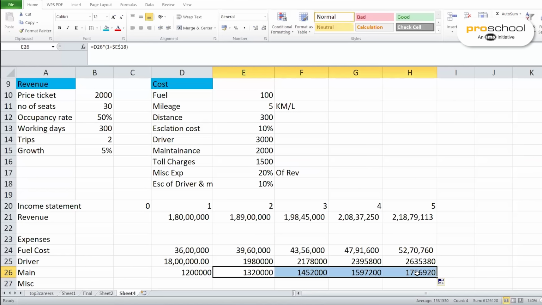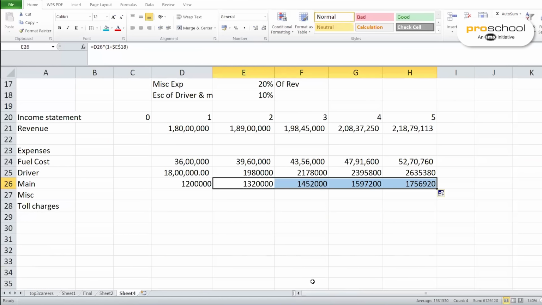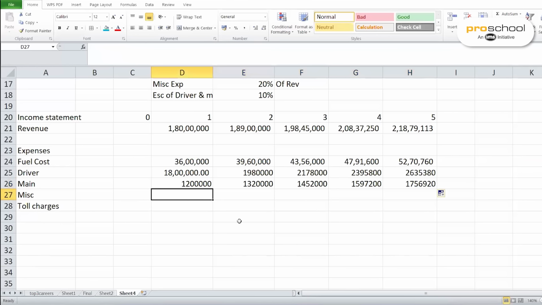That is principal into bracket start 1 plus rate of growth bracket close to the power of how many years you want that growth, right? Now we come to the next cost, which is miscellaneous. Now the miscellaneous cost is how much? It is 20%. Now, do you think this 20% will change every year? No. So we will freeze it.